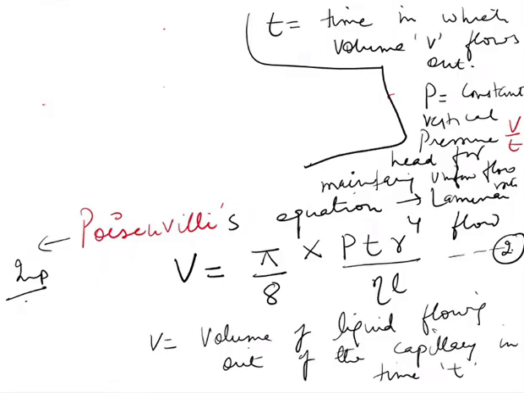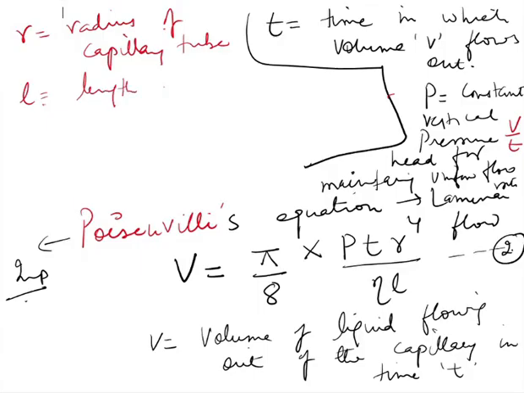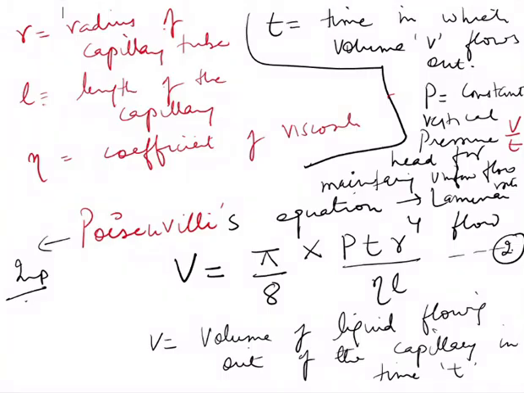Now R is your radius of capillary tube. Radius of capillary tube. L is the length of the capillary. Eta is the coefficient of viscosity of the liquid.